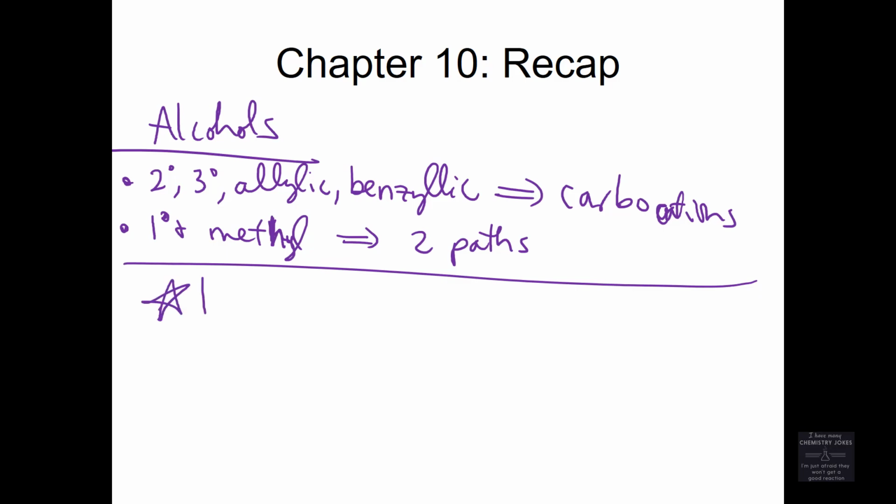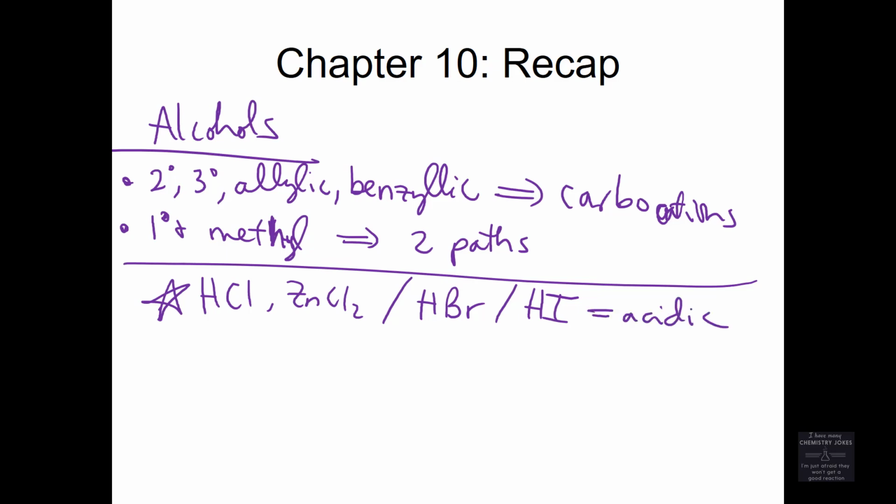If we add things like HCl with zinc, or HBr, or HI, acids like those are acidic conditions. That means you're going to do substitution. You'll do SN1 if it's secondary, tertiary, allylic, benzylic. You'll do SN2 if it's primary or methyl with those reagents.